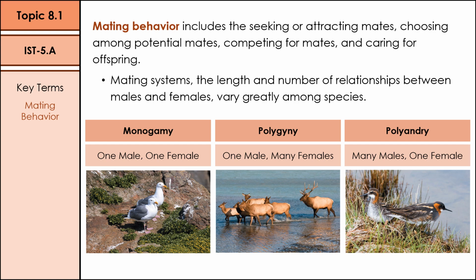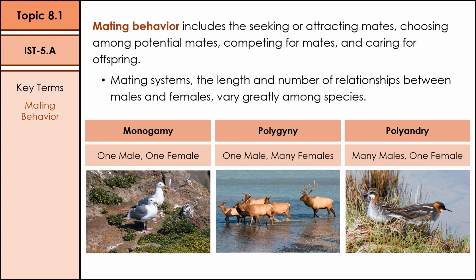Another example of traits that may be beneficial to organisms in the long run that may require them to work together are these ideas of mating behaviors. So mating is going to involve the seeking of mates, the attracting of mates, choosing mates, competing for mates, and caring for offspring, what we would call parental care. And we have a couple of different mating systems that exist in nature, and the length and number of these relationships are going to vary among species depending on really what they need.